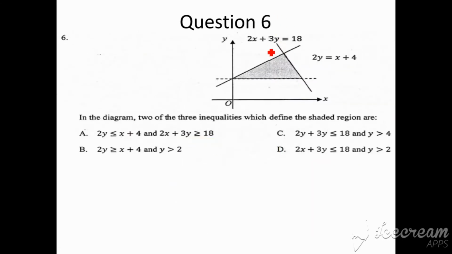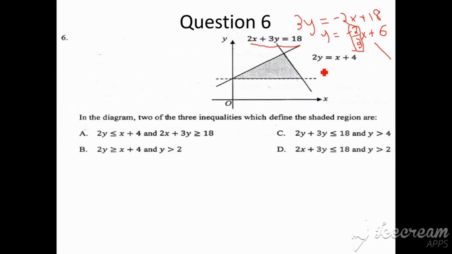Okay, number 6. You are given 2 equations. How can you determine whether this equation is represented by this line or this line? We rearrange this equation, then you will have 3y equals negative 2x plus 18. So y equals negative 2 divided by 3 x plus 18 divided by 3, which is 6. So negative 2 over 3. This is a negative gradient. Negative means the line is going down like this. So the equation for this line is 2x plus 3y equals 18.